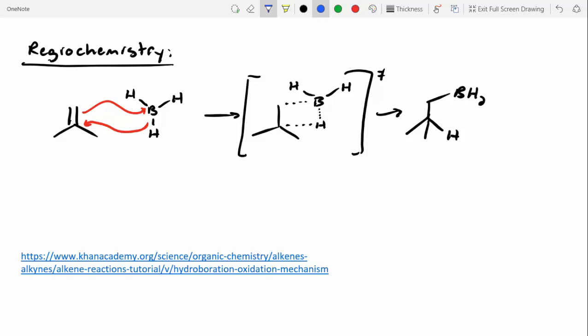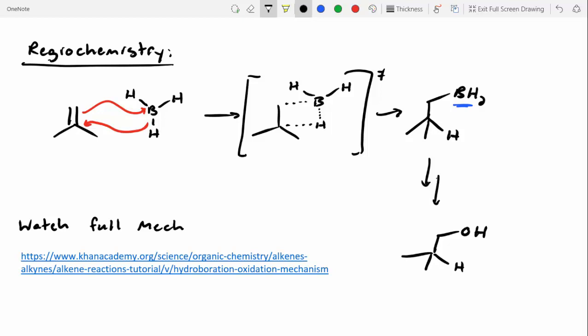The biggest thing I want you to take away from hydroboration oxidation is that when you do this, the BH3 right here is going to get replaced by an OH in the end. So your alcohol is always going to form on your less substituted side of your alkene. It should be BH2 here, sorry. But when all is said and done, this will be swapped out with an OH. So watch the full mechanism online if you want.